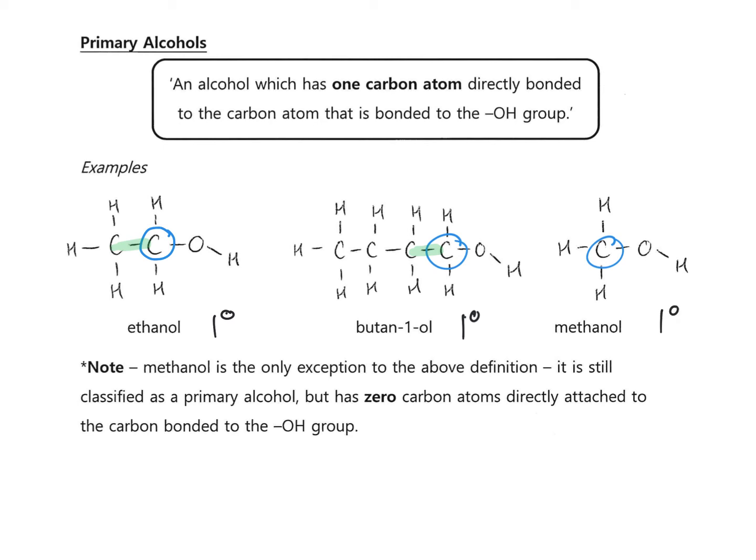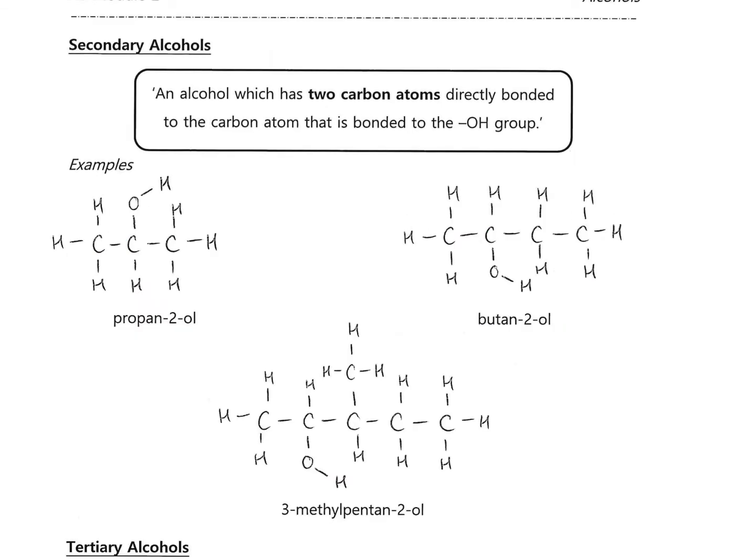So it's basically, primary alcohols are where the carbon attached to the OH group is attached to one or no other carbon atoms. And notice how essentially with primary alcohols, your OH group, your hydroxyl group, is always going to be on your end carbon in these examples, so that the carbon is only bonded to a maximum of one other.